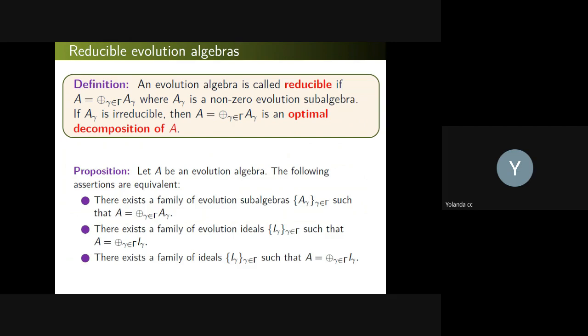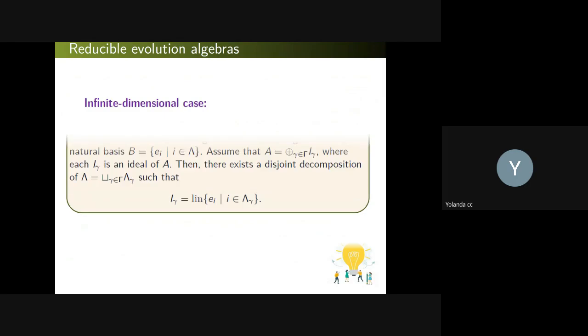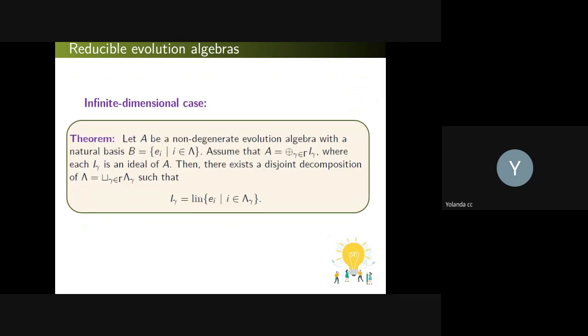subalgebras. Okay. In the infinite dimension case, we have that if the algebra can be written as a direct sum of ideals, then these ideals are evolution ideals with the extension property. Okay? This is very important because we only need to look for ideals in this type of ideals for a direct sum. Okay?